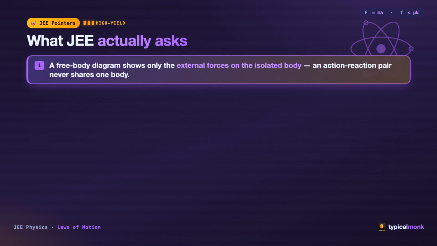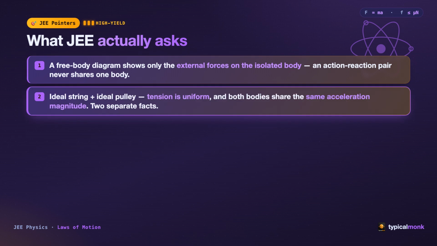Now sit up straight. These 5 lines are exactly what JEE tests, question after question. 1. A free body diagram shows only the external forces on the one body you isolated. An action and its reaction never appear on the same body. 2. For an ideal string over an ideal pulley, the tension stays the same throughout, and the two connected bodies share the same magnitude of acceleration. 2 separate facts, not one.